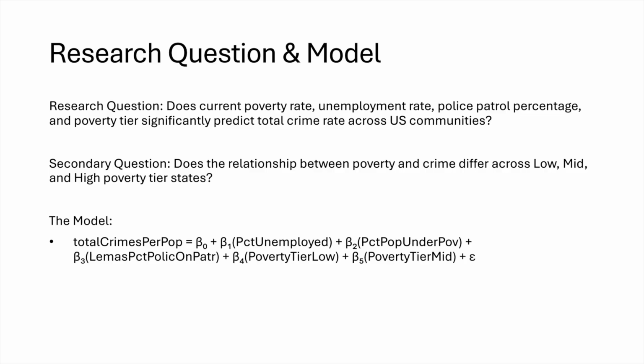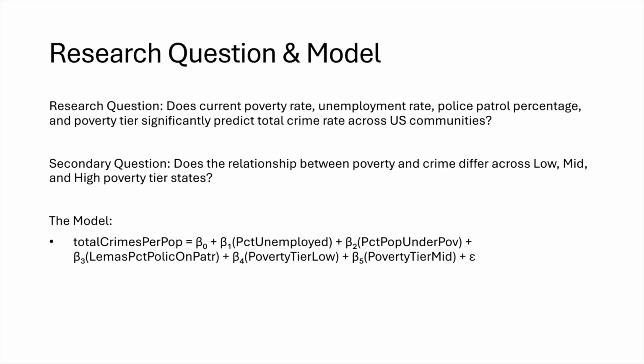Hello, my name is Neil. So, moving into our research questions and model, the main question we're trying to answer is, do current poverty rate, unemployment rate, police patrol percentage, and poverty tier significantly predict total crime rate across U.S. communities? We also have a secondary question looking at whether the relationship between poverty and crime actually differs depending on what poverty tier a state falls into, so that would be low, mid, or high.